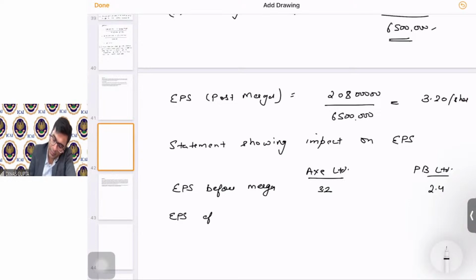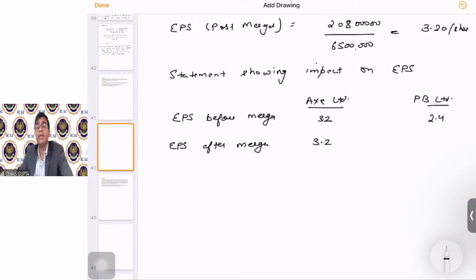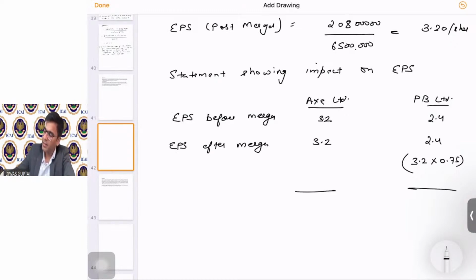Now EPS after merger is still 3.2 here. And for PB Limited, because of the swap ratio, we cannot say one share of post-merger X Limited is equal to one share of pre-merger PB Limited. So we have to convert it using the swap ratio, right? So 3.2 is the current price multiplied by 0.75, 3.2 into 0.75, which is 2.4. I hope this is understood. So this is equalized for the one share of PB Limited, correct?